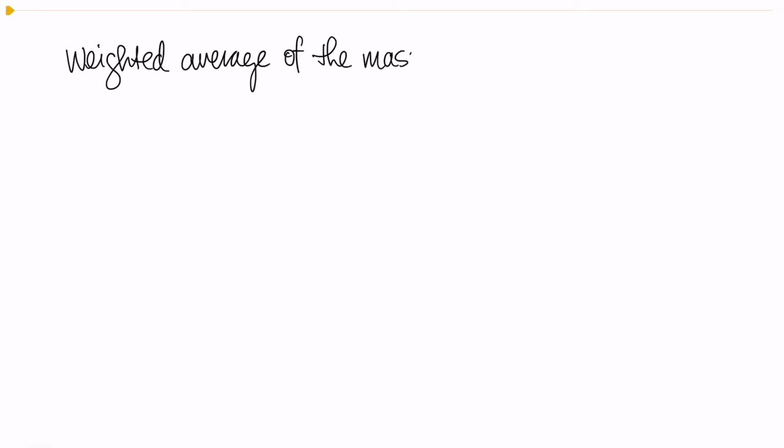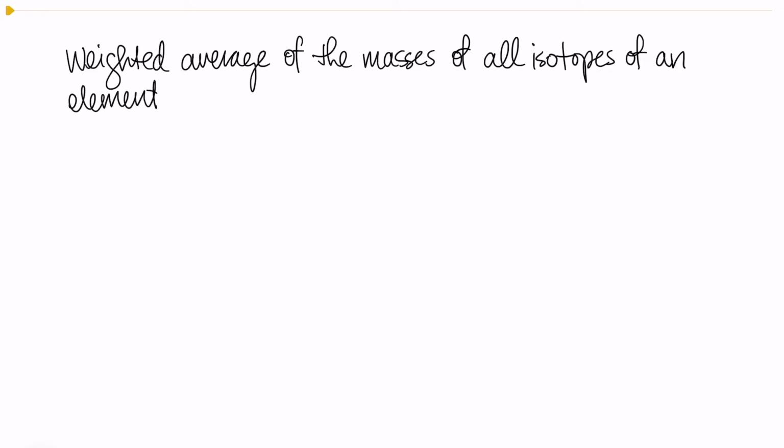So the first thing I want to do is define what is the average atomic mass. This is going to be a weighted average. We'll explain what that is in a minute. Of the masses of all isotopes of an element, and they're weighted according to their natural abundance.